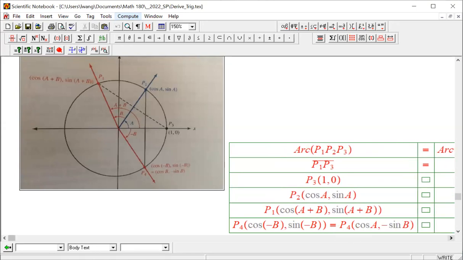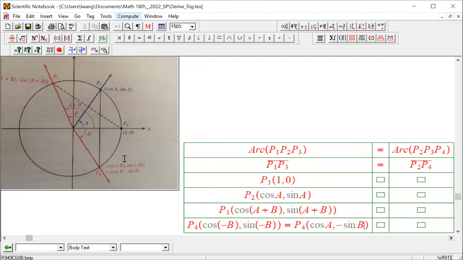So here we got all the information we needed. And next, we're going to find the length. How do we find the length of a line in the rectangular system? Here we have a definition.